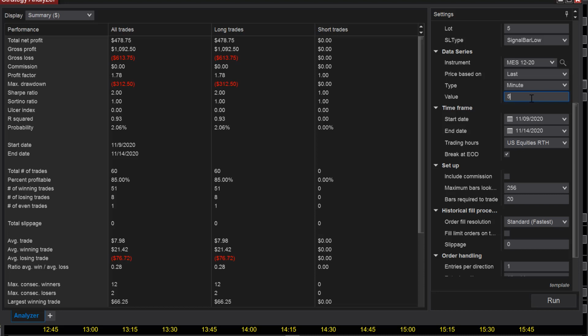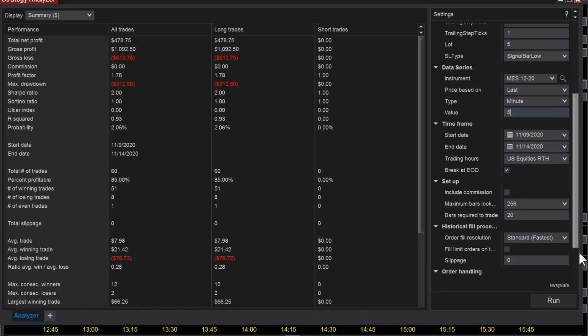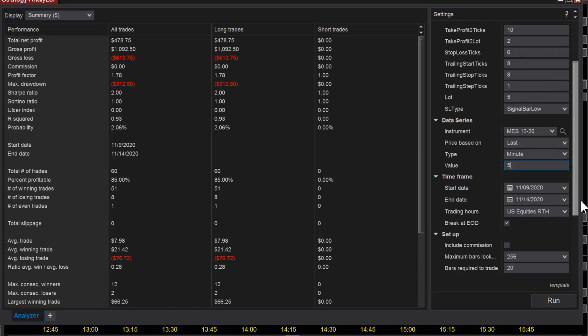All right, so should we just run it here? So this is the whole week on the 5 minute now. I changed the value. Parameters are 8, 10, 2, starting a signal bar low, starting taking profits after 8 ticks, 5 minutes, a totally different setup. Like I said, you're going to get bigger moves and stuff. This is going to be interesting to see. All right, here we go.